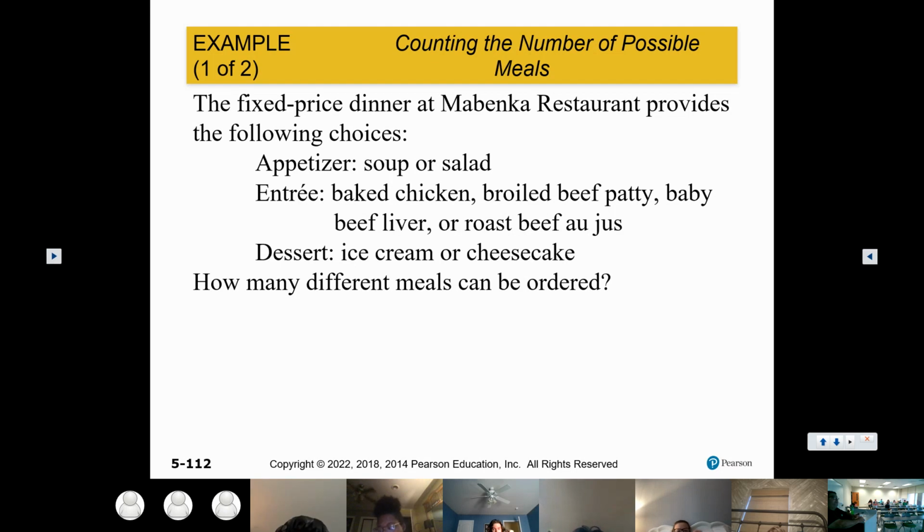All right. This is just multiplication. How many items do you have for an appetizer? 2. How many items do you have for main?